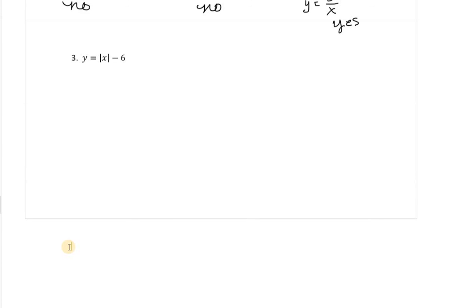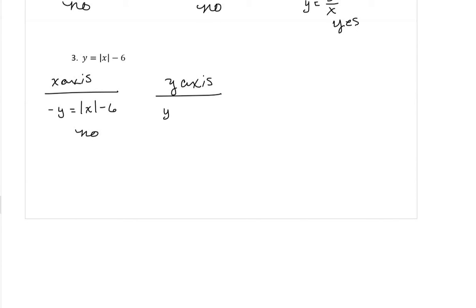Okay, for my last example, to figure out if there's symmetry around the x-axis, I'm going to replace y with negative y. I'm going to see if that equals the absolute value of x minus 6, and it doesn't. To figure out if there's symmetry around the y-axis, I'll replace x with negative x, and the absolute value of negative x is the same thing as x. So that's exactly what I started with, so there's symmetry there.